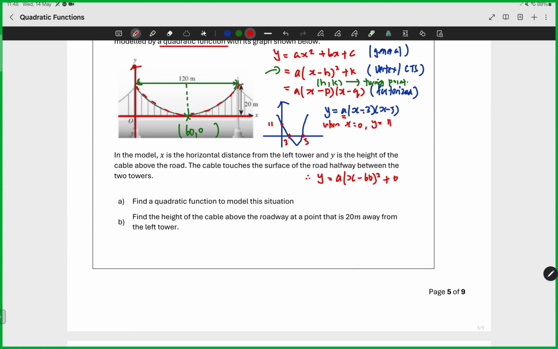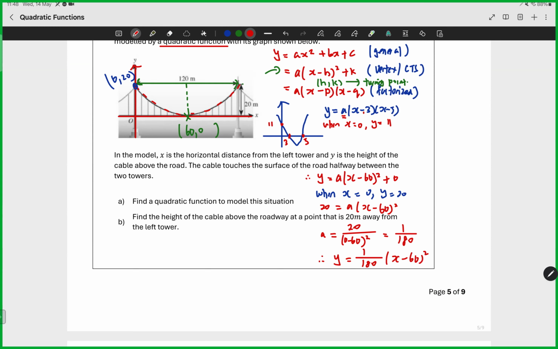Okay, but we can make use of this point. This point is 0 and 20. So when x equals 0, y equals 20. So 20 equals a(x minus 60) squared. a equals 20 over (0 minus 60) squared, which is equal to 1 over 180. Therefore y equals 1 over 180 (x minus 60) squared.